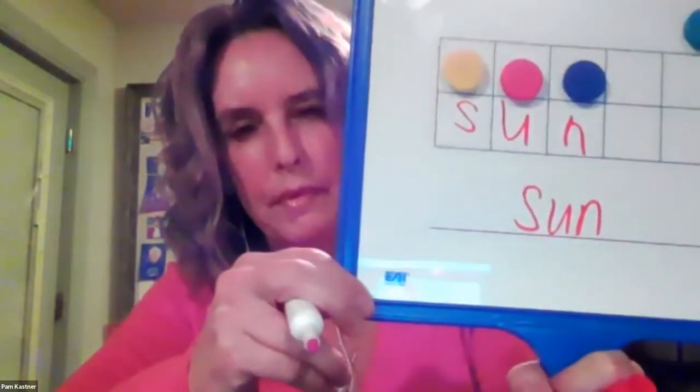We might be moving the sounds down, but right away we would say, what sound was that? And what grapheme or letter represents that sound? It would be S, right? What sound? What grapheme represents that sound? U, right? What sound? N. What grapheme represents that sound? That's N. What's our word? Sun. Then I would be writing it down here, and then we would be talking about the meaning of that word, right?